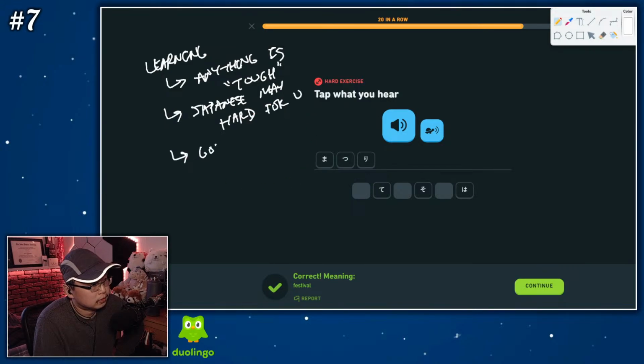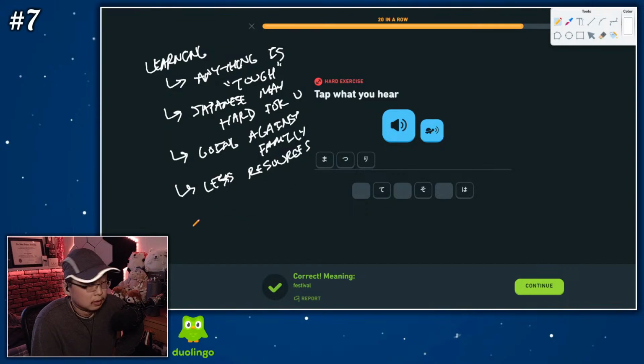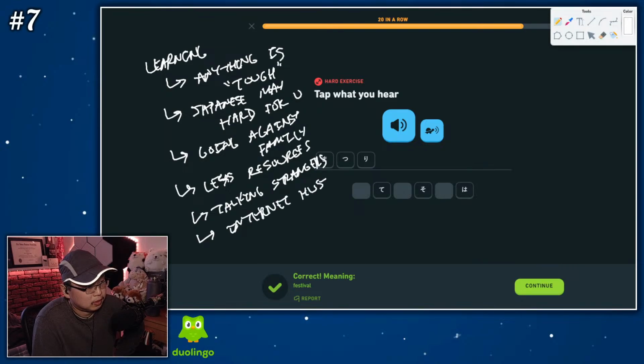It's tough going against family. It's tough having less resources. It's tough talking to strangers. Internet hustle culture is tough. And this needs a little bit of elaboration. When you go on the internet, you see others' success. That's the internet hustle culture. It's actually very tough seeing that.